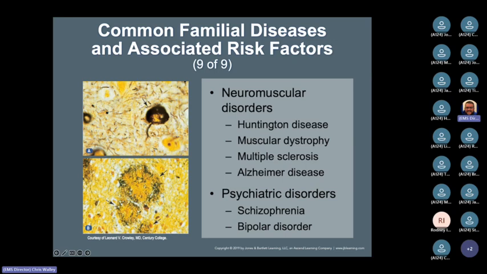Neuromuscular disorders. You have your Huntington disease, muscular dystrophy, multiple sclerosis, Alzheimer's disease, and some common psychiatric disorders that have a family or genetic component, schizophrenia and bipolar disorder. I'm sure there's a whole lot more diagnoses to put into that.